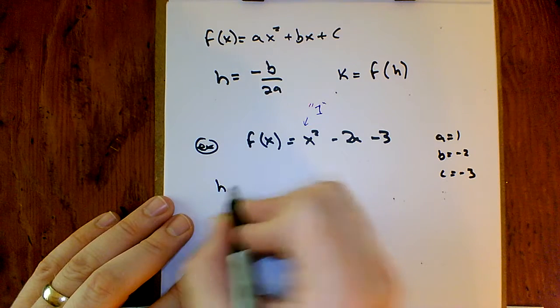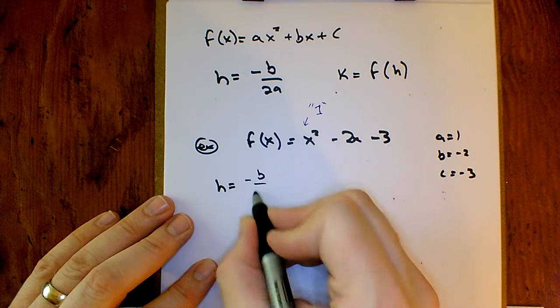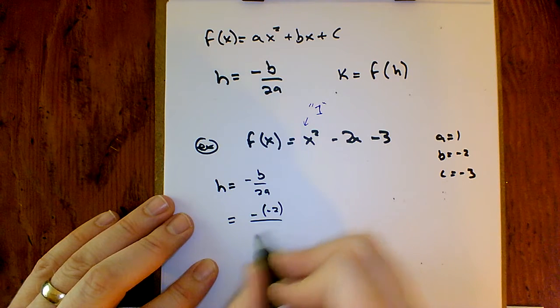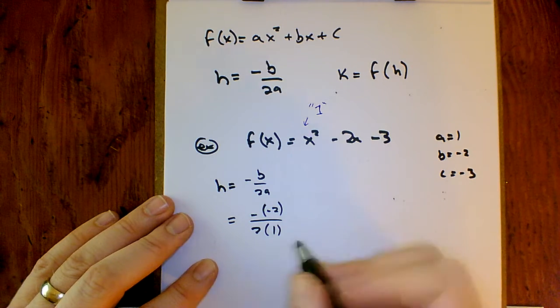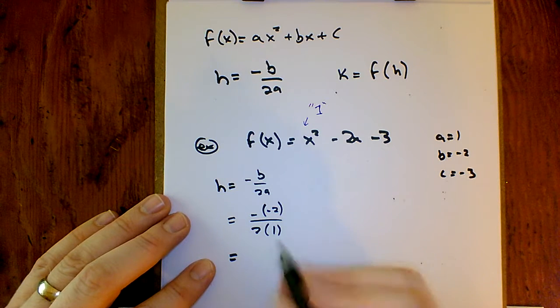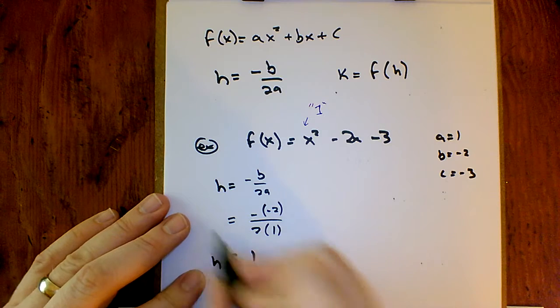So when we say our h, this is just, again, that negative b over 2a. This is going to be negative 2 over 2 times 1. Oh, that looks like it's going to be negative 2, so a positive 2 divided by 2, which is just a 1. Okay, there's our h.